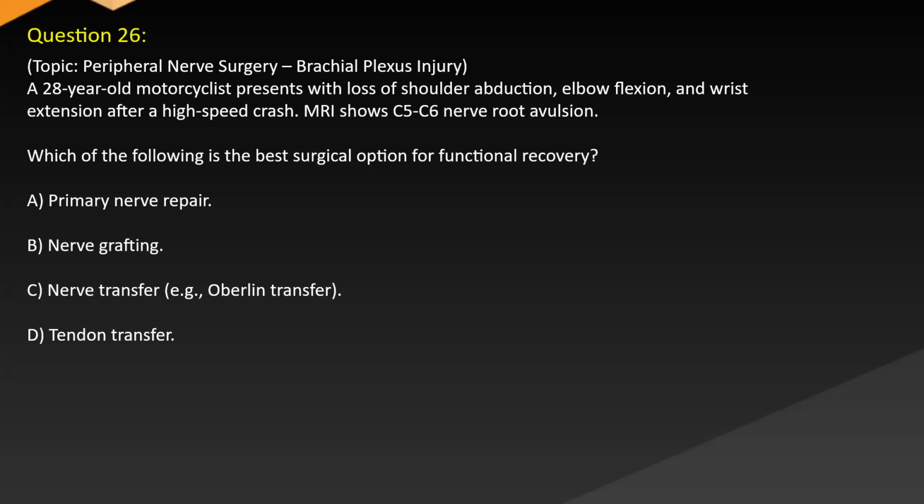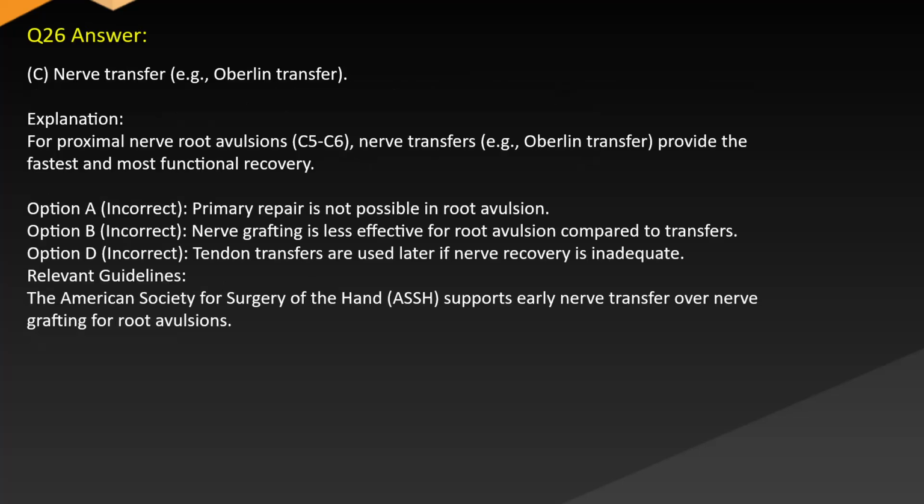A. Primary nerve repair. B. Nerve grafting. C. Nerve transfer, e.g. Oberlin transfer. D. Tendon transfer. Answer: C. Nerve transfer, e.g. Oberlin transfer. Explanation. For proximal nerve root avulsion, nerve transfers, e.g. Oberlin transfer, provide the fastest and most functional recovery.